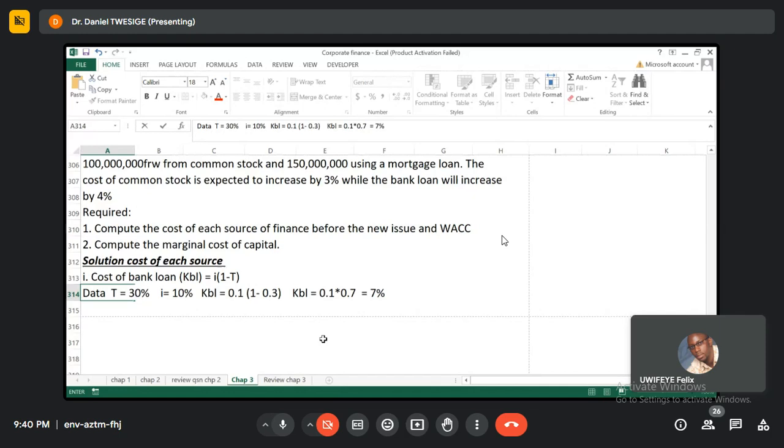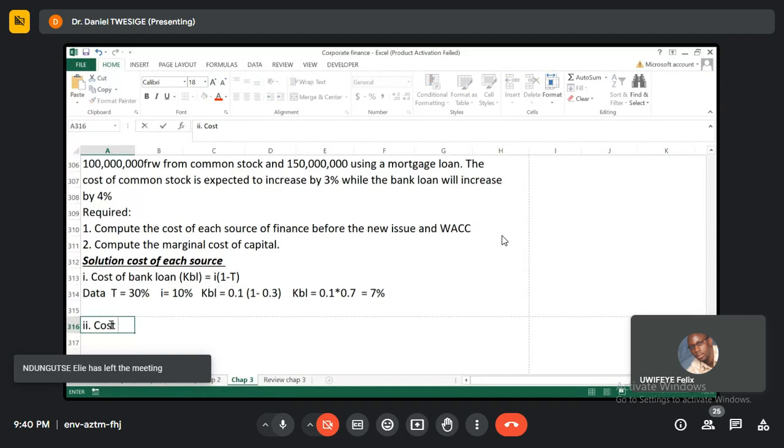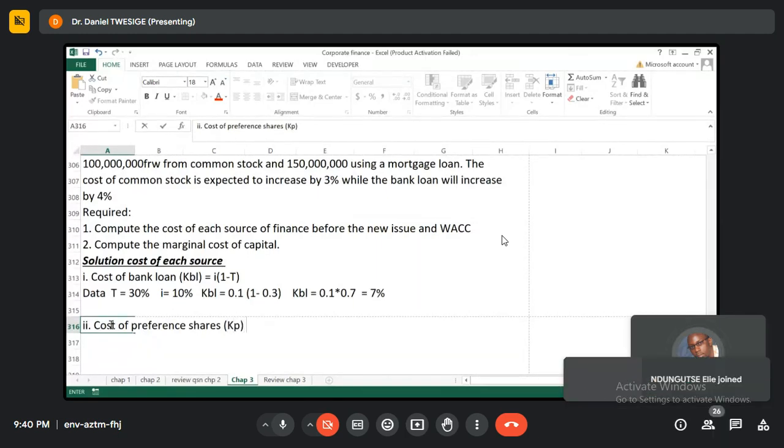Another simple one to calculate in this case is the cost of preference shares. Still, I need to state my formula, which is going to help me get the data from the question. The formula is the dividend paid to the preference shareholders divided by the current market price.